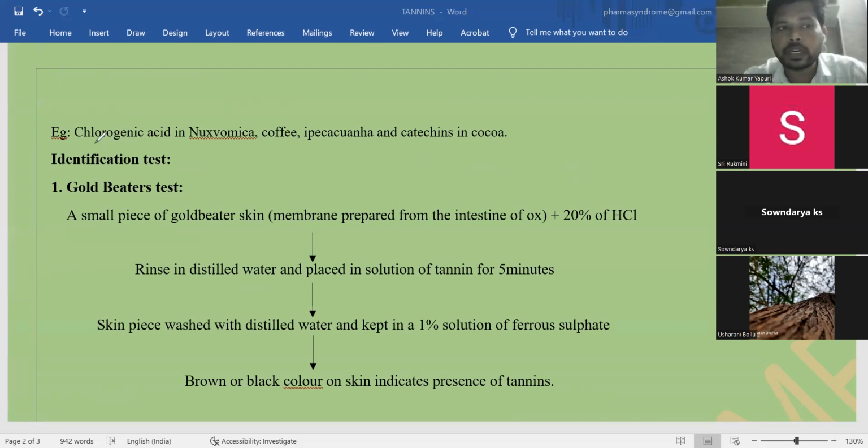So pseudotannins are like chlorogenic acid present in Nux vomica, coffee, ipecac, as well as catechins in coca. So catechins in coca, pseudotannins in ipecac, pseudotannins in coffee and the pseudotannin chlorogenic acid in Nux vomica come under the category of pseudotannins. These are not true tannins, and they are known as pseudotannins because they do not give a positive test for the goldbeater's skin test.